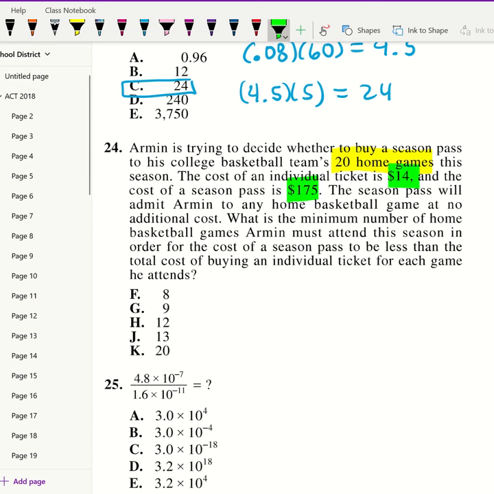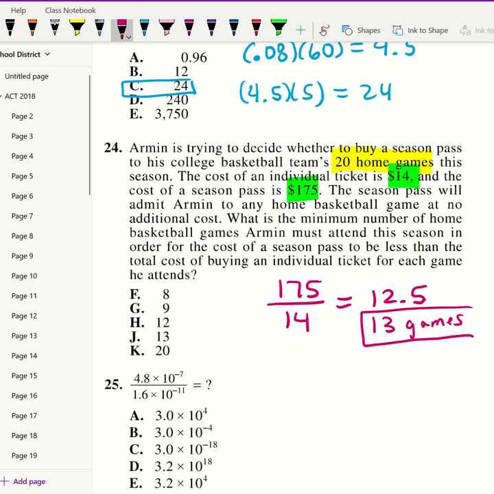Well, the season pass is $175. And since each ticket is normally $14, I'm going to divide that to find out how many games he would need to go to. It ends up being 12.5. Now, you can't really go to 12 and a half games. They're going to make you pay for that extra half of a game, so I would need to round this up to 13 games. 12 games wouldn't work.